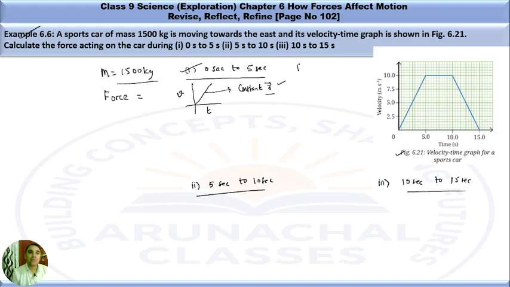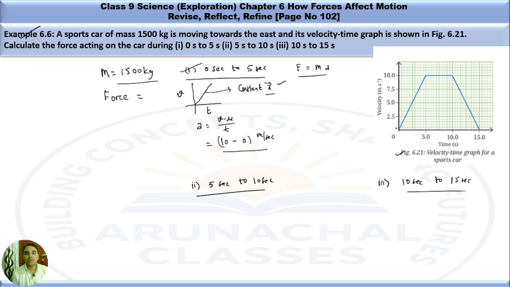We need to find force. So force is given as product of mass and acceleration from Newton's second law of motion. So now we need to find acceleration. So acceleration is change in velocity, that is v minus u upon t. Now what is v here? V is final velocity. So between 0 second to 5 second, the final velocity of the car is 10 meter per second. So 10 meter per second I have written. Initial velocity of the car is 0 meter per second. I have written 0, with meter per second taken common.